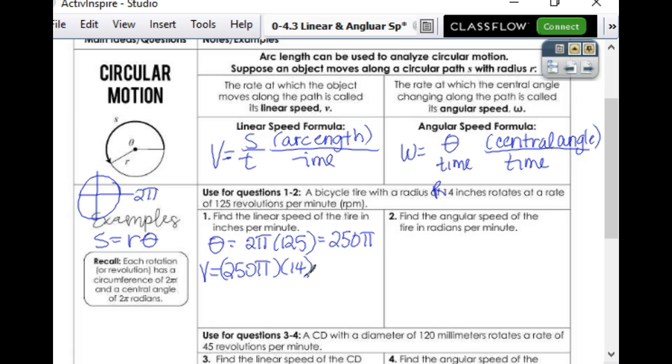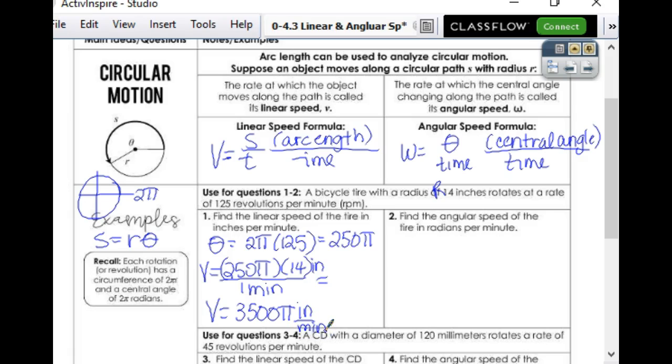So I multiplied by the radius, and I have to divide by time. Well, it's the revolution per what? Minute. So I'm dividing by 1 minute. The radius was in inches, so this is going to give me inches per minute. So 250 times 14, I got 3,500 pi. Did anybody else get that? So that's inches per minute.